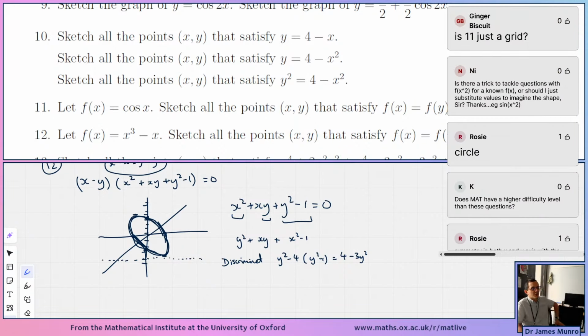Is there a trick to tackle questions? Rosie was talking about the circle. Yes, question 11 is just a grid. Lots of lines at 45 degrees to the axes. Is there a trick to tackle questions with f of x squared? Or should I just substitute values to imagine the shape?